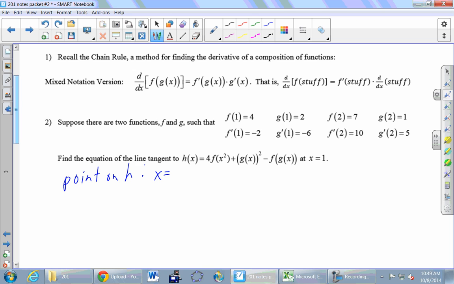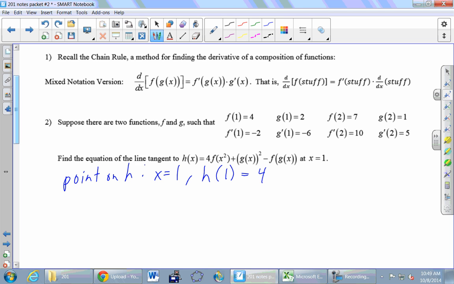What's the x value that we're interested in? 1, that's given in the problem. How do we find the y value? Plug 1 into where? Into the equation of h. We're trying to find the y value on h, on this new curve. So we're going to find h of 1. Okay, so let's plug 1 for all of those x's.